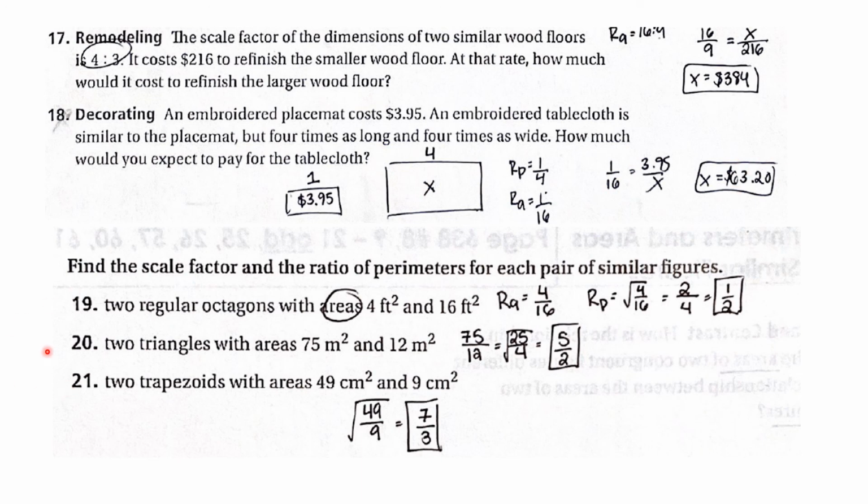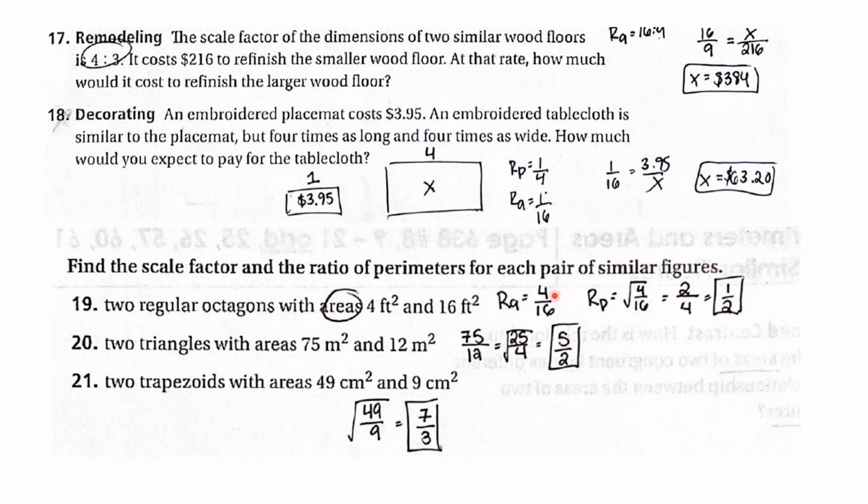19 and 21, and then 20 is kind of a bonus in there. Find the scale factor and the ratio of perimeters for each pair of similar figures. It gives us 2 regular octagons and their areas. So I know right off the bat that the ratio of the areas is 4 over 16. But if we're just trying to find the ratio of perimeters, I can just take the square root of that and I get 1/2. And you'll notice that I waited until the end here to simplify.